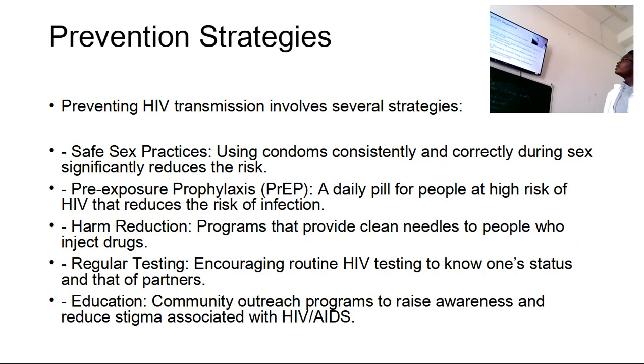And some prevention strategies. Preventing HIV involves several strategies. We have safe sex practices, using condoms consistently and correctly during sex significantly reduces your risk of HIV or AIDS. Pre-exposure prophylaxis, this is PrEP. Basically, this is taking a pill to protect yourself from getting HIV from other people. This is for people that have very active sexual lives. And then we have harm reduction.